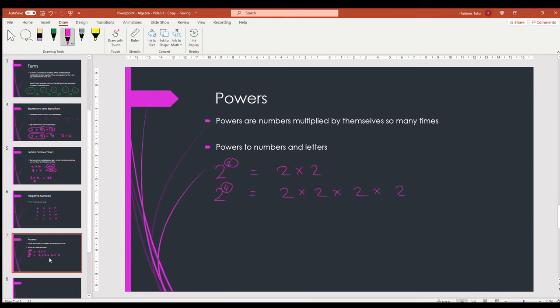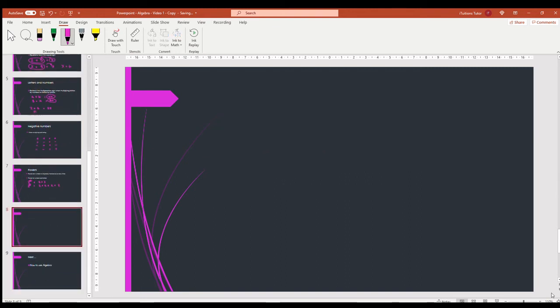When it comes to powers used in algebra, sometimes it can catch people out. For example, rn to the power of 2. Now, this means n is multiplied by itself 2 times, not the r, which is the same as r multiplied by n multiplied by n.